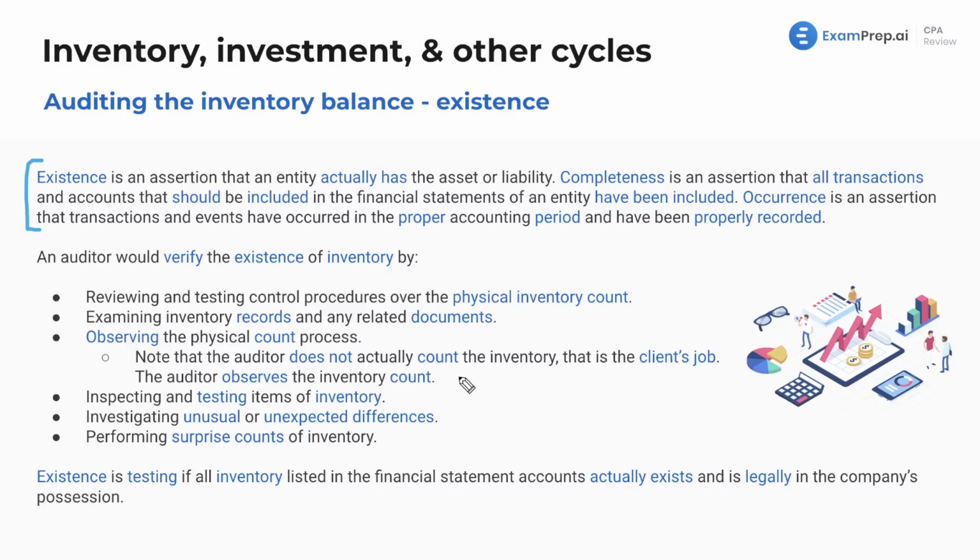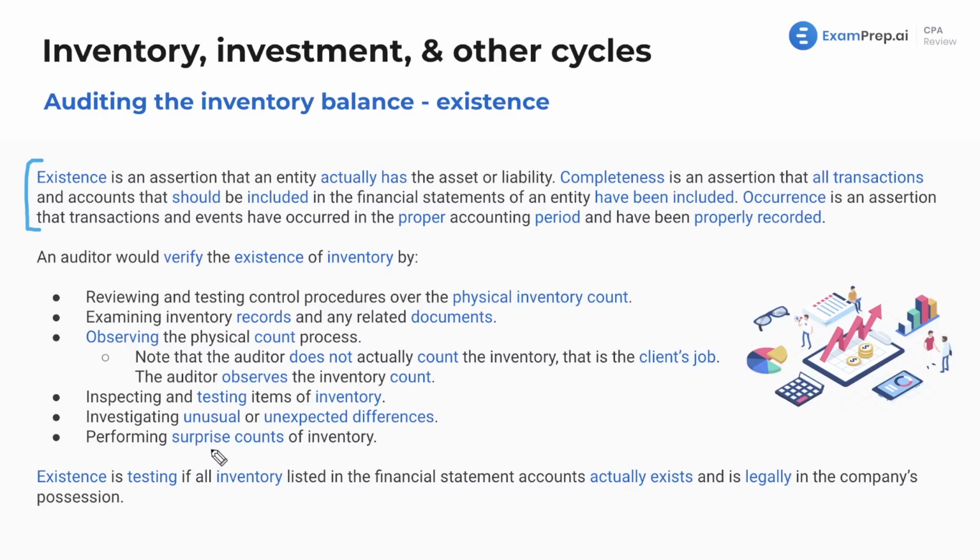And you could see questions on that. You could also see tricks. You could see the auditor was counting inventory, and right away, that's a concern. So whatever the question is, there's a little bit of a trick there. You could also inspect and test items of inventory. This could really involve anything. It's pretty broad. Investigate unusual or unexpected differences. After all of these procedures, you can obviously investigate any differences.